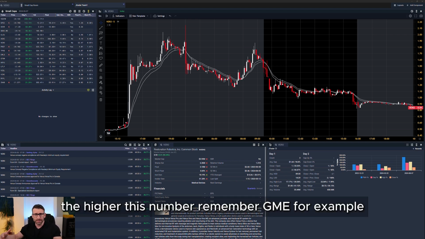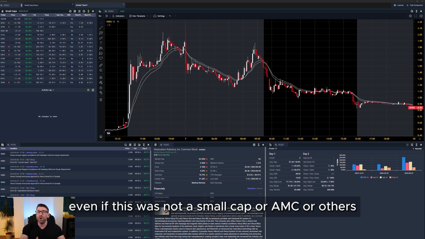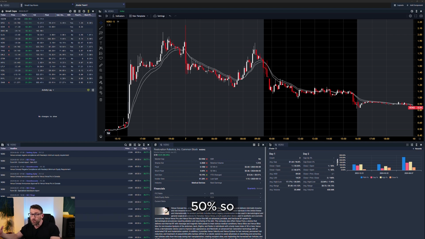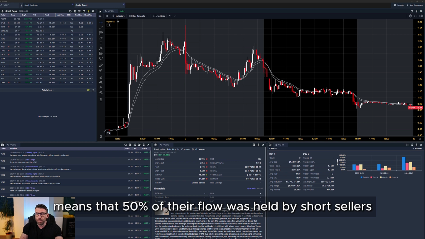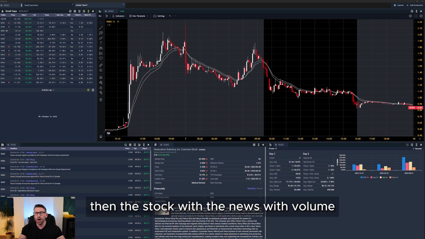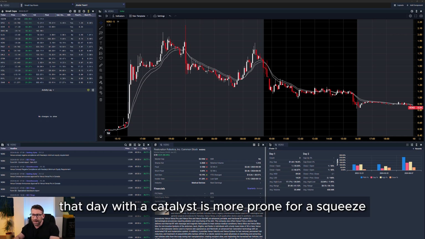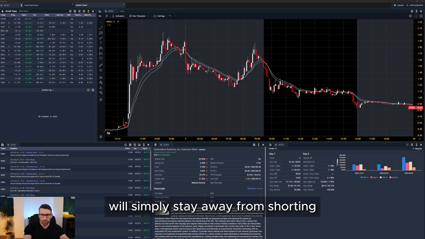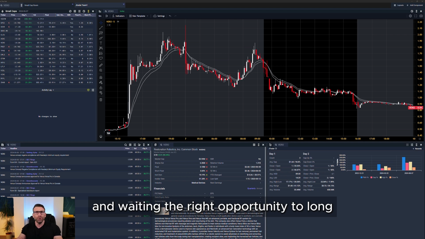The higher this number, remember GME, for example, even if this was not a small cap, or AMC or others, when they had a short float of 30, 40, 50%, it means that 50% of their float was held by short sellers, then the stock with the news, with volume today, with a catalyst, is more prone to a squeeze. So what we'll do that day, we'll simply stay away from shorting and wait for the right opportunity to long.